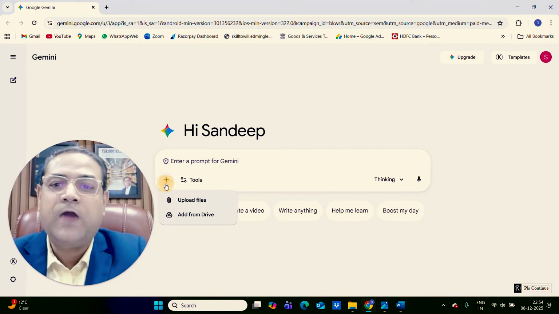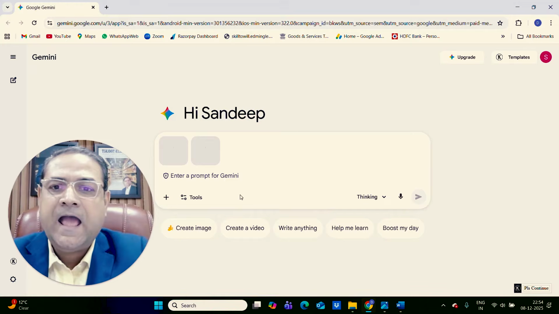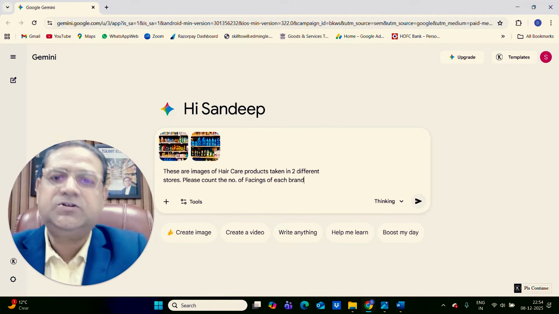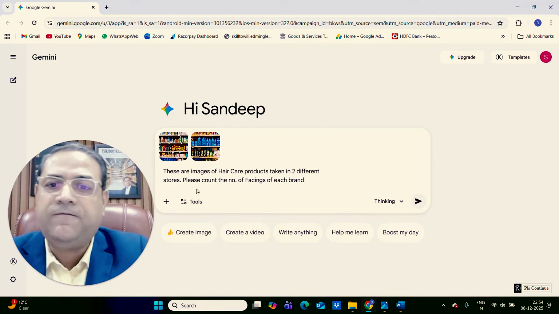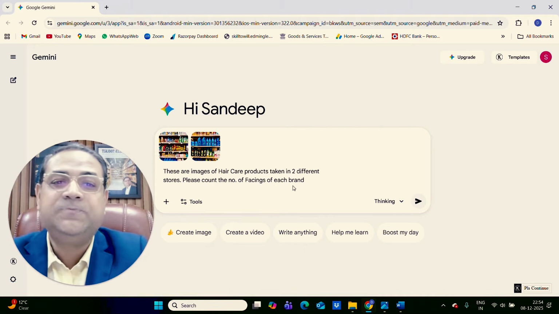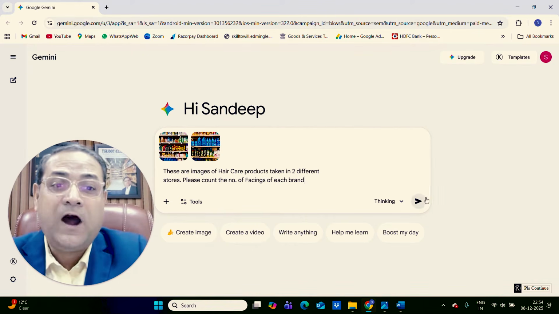What you should do now is add the photographs. These 2 photographs I have taken, I am just adding over here. Okay, it's uploading. Now I will give it a very simple prompt. These are images of hair care products taken in 2 different stores. Please count the number of facings of each brand. Directly I am giving AI this prompt. Let's see what Gemini comes up with.